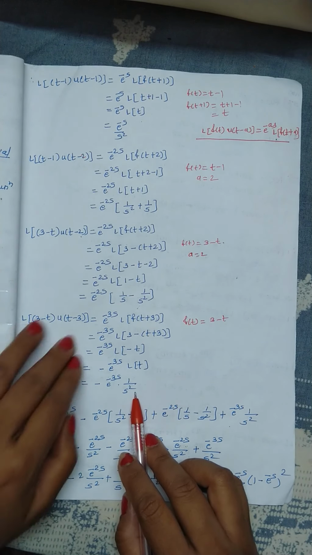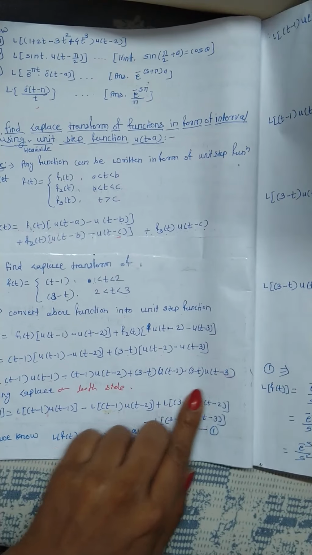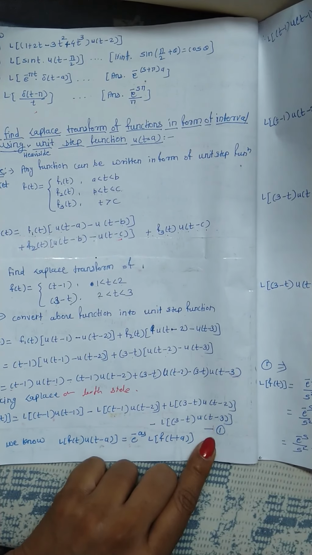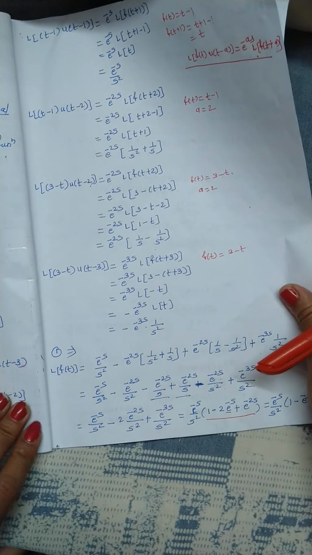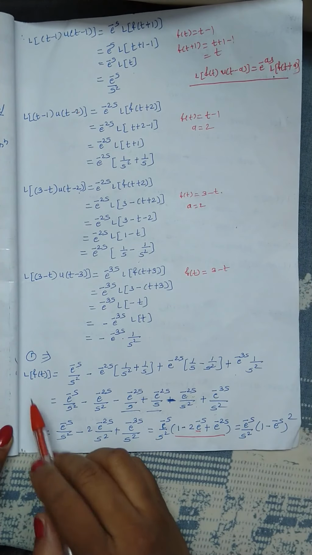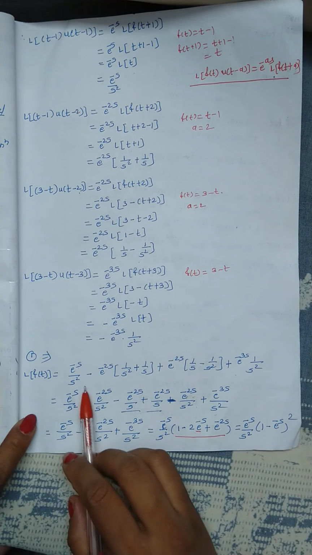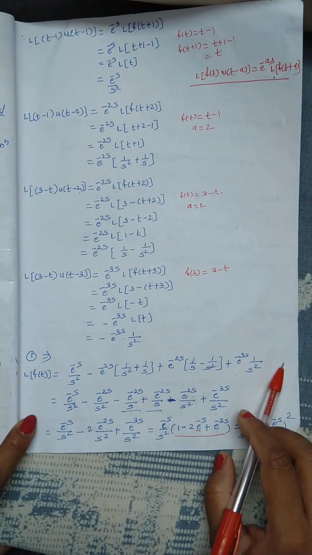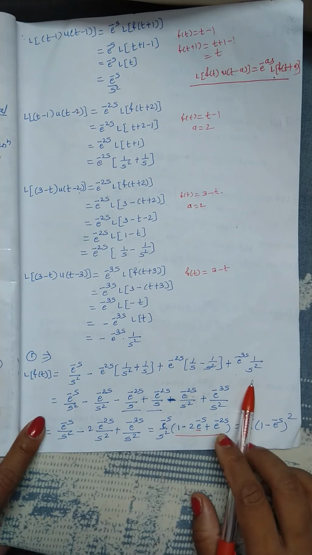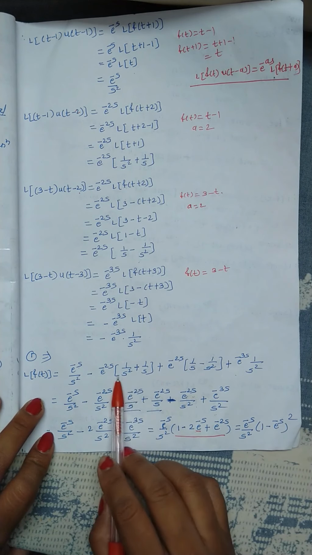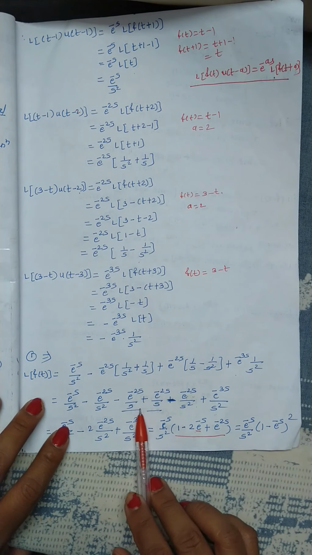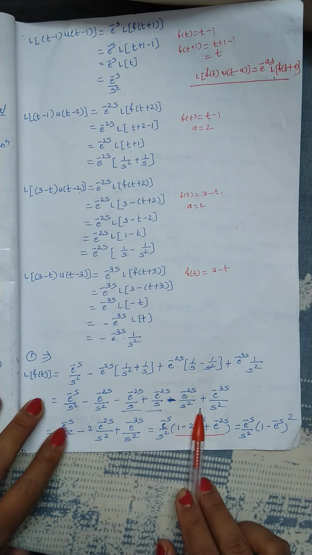Now put all these Laplace transforms in our original equation number 1. This is our original equation. Now we get the Laplace transform of f of t equal to all these values. Now we have to just simplify this answer. Just take e raised to minus 2s inside the bracket everywhere. We get this plus and minus all these things.